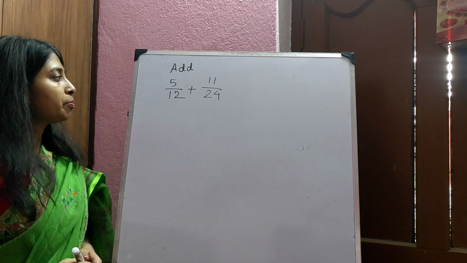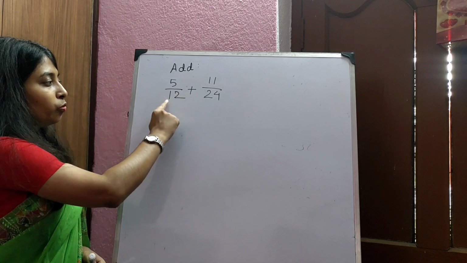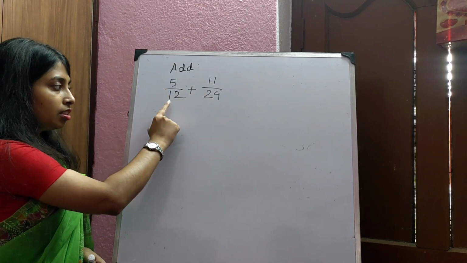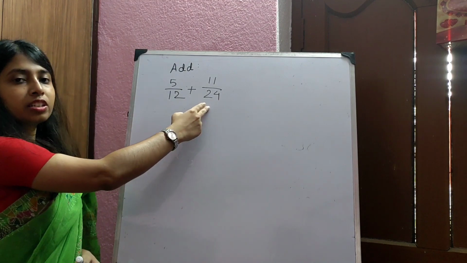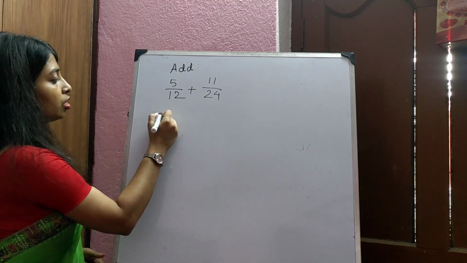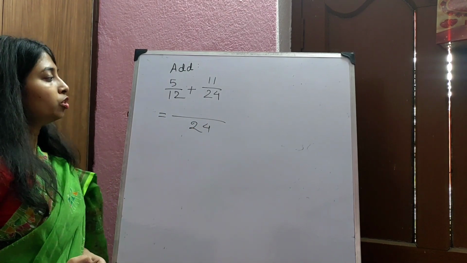Okay, let us take another example. 5 by 12 plus 11 by 24. So we have two numbers, 12 and 24. Is 24 divisible by 12? Because 24 is the greater number. So is 24 divisible by 12? Yes, 12 2s are 24. So we can directly write 24 is the LCM of the denominators.